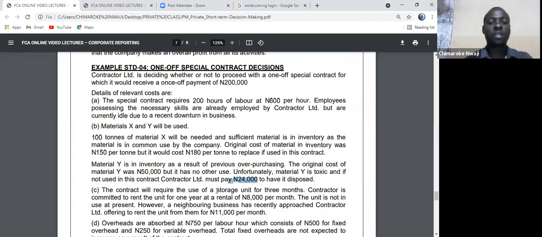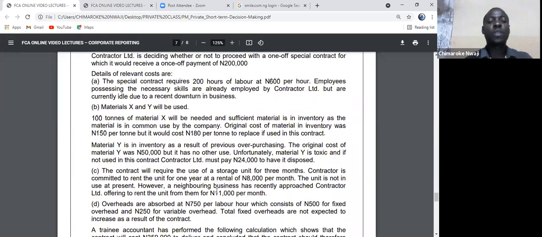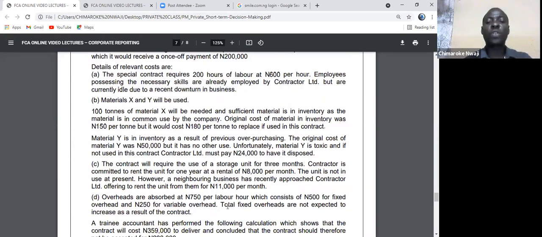Let's read on. The contract will require the use of a storage unit for 3 months. Of course, storage unit you need to pay. Contractor is committed to rent the unit for 1 year at a rental of 8,000 naira per month. So committed, it means you have no other choice. You must pay this 8,000 naira.